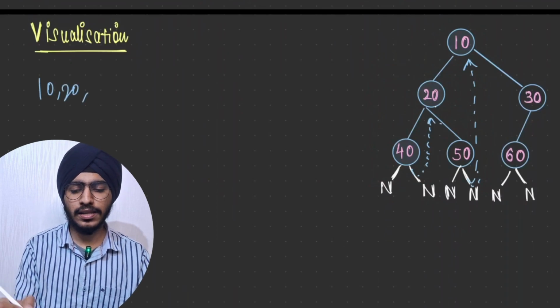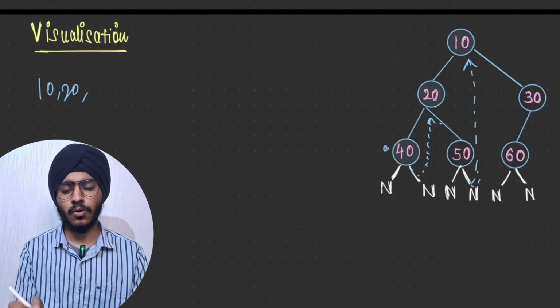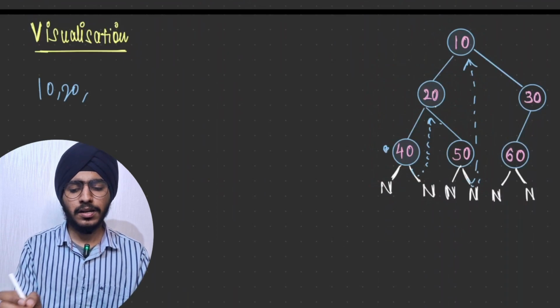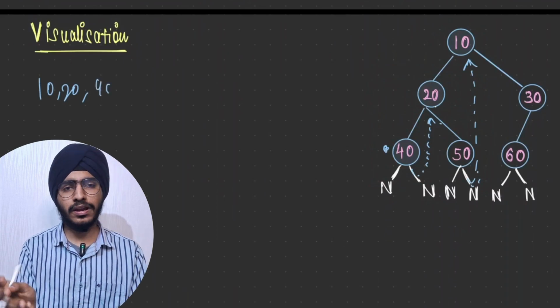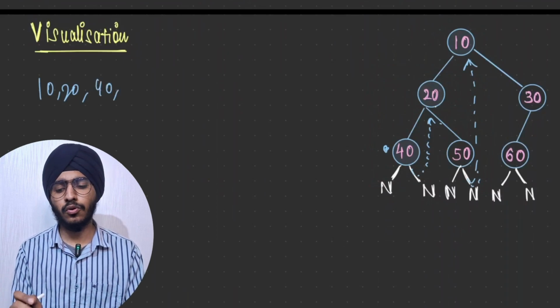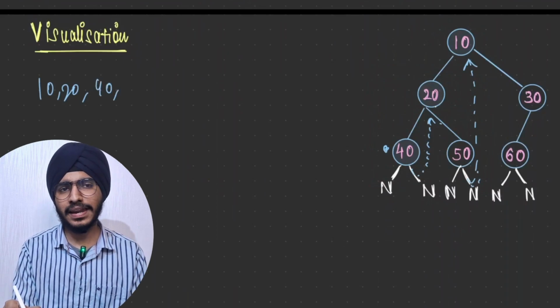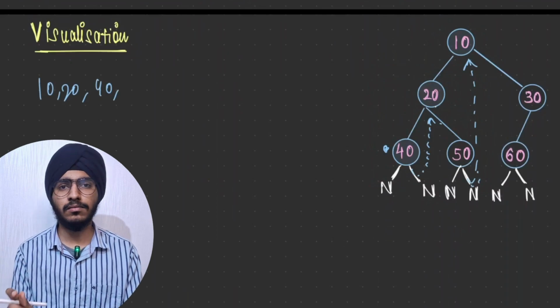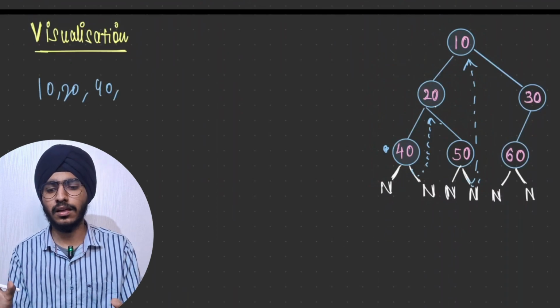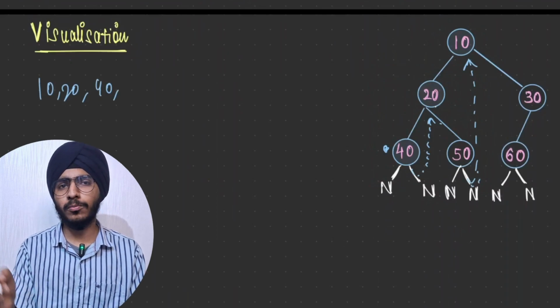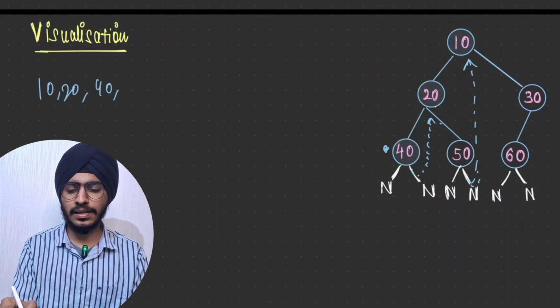Now we come to the 40. Now 40 will say, okay, print me now. Your left does not exist. So 40 will say, okay, my right exists. There is a thread. Now 40 doesn't know that it's a thread, but 40 will say, let's go to my right. So we will go to the 20.